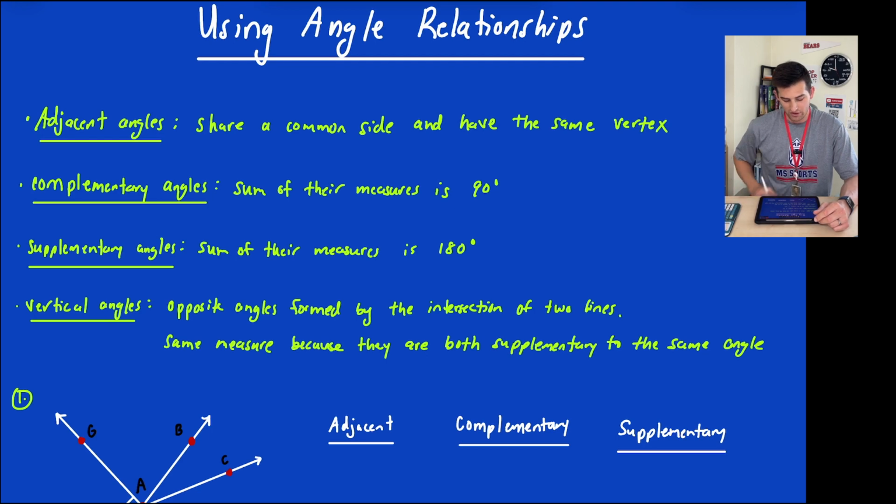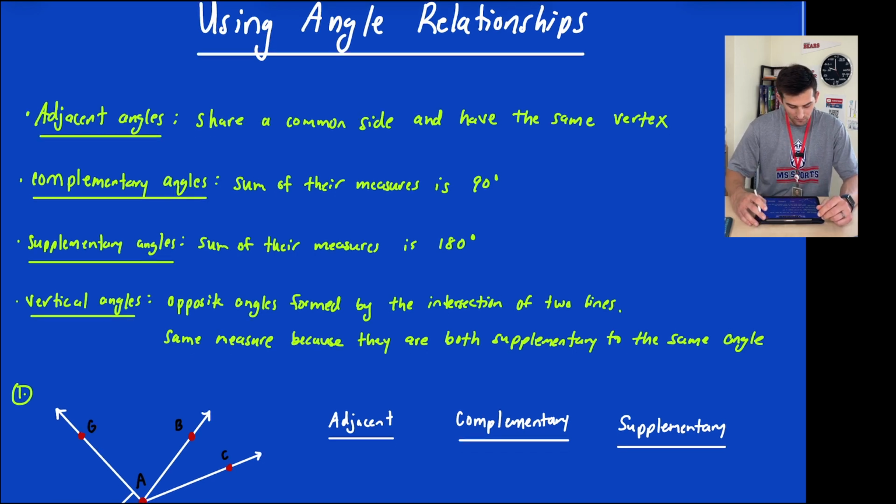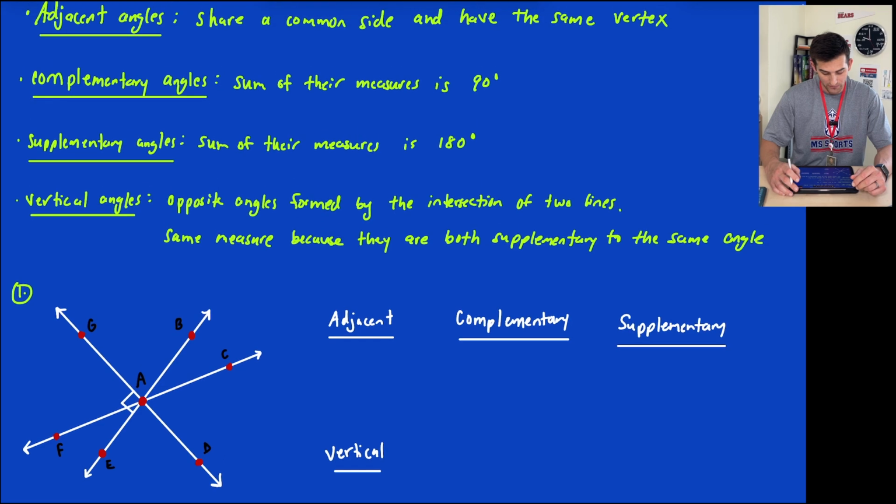What are adjacent angles? Adjacent angles share a common side and have the same vertex. So we'll find an example of those in our diagram in just a minute. And I'll scroll down so we can go ahead and see our diagram. Then we have complementary angles. Complementary angles just add up to 90 degrees, so they occur at a 90-degree angle.